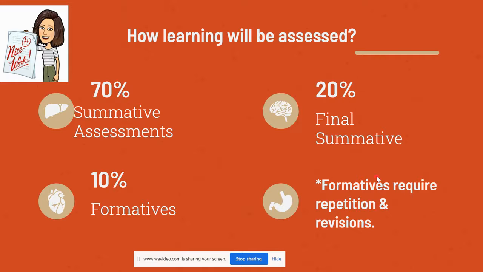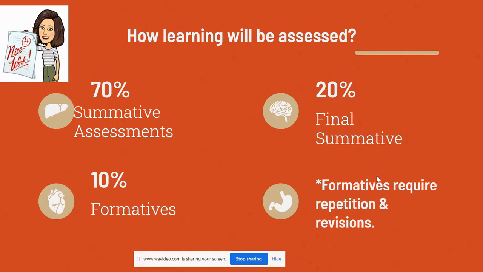How will learning be assessed? 70% of the students' grade is based on summative assessments. That's basically tests and quizzes. 10% are formatives, and this would be mastering anatomy, which goes along with their online textbook that they have been given, and we've spent the first week getting acclimated to this, and any other type of homework. Formatives can always be redone.